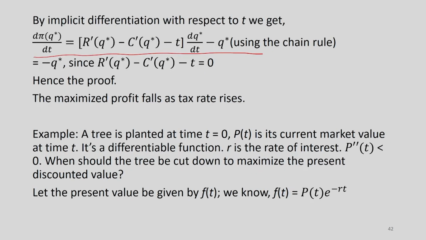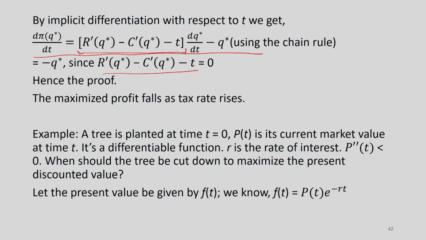Okay, then from here what do I get? This first term will actually drop out, because by the necessary condition, the first order condition, this is equal to 0, right. So we are only left with minus q star, and which is the proof. This is what we are supposed to prove, that d pi q star dt is equal to minus q star.